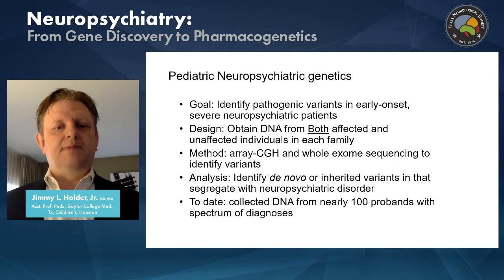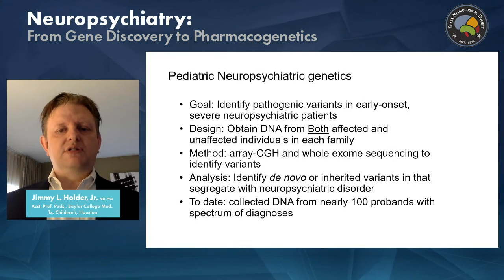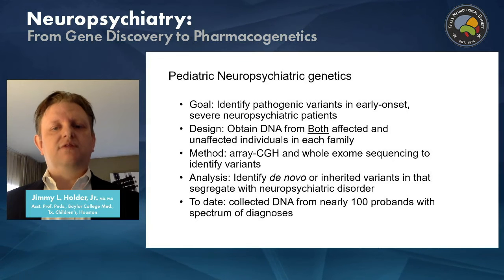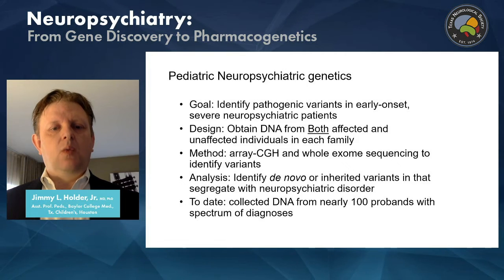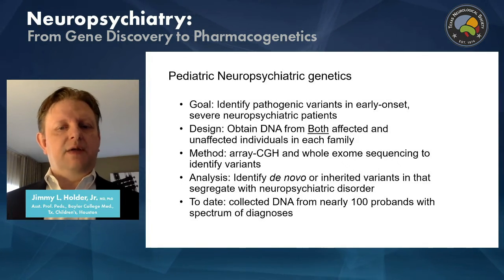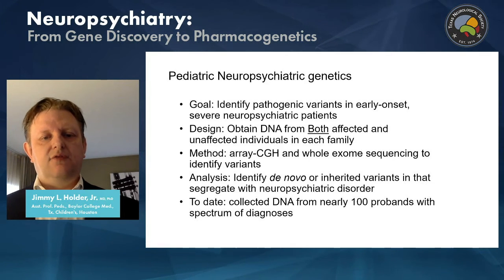neuropsychiatric illness. So to do this, we've been obtaining DNA both from these early onset severe neuropsychiatric patients as well as their family members. Either they're unaffected family members if the proband is the only one in the family with a neuropsychiatric illness, or both those affected and unaffected if there's a strong family history of neuropsychiatric illness. We perform both genomic structural studies through array-CGH, looking for copy number variants, as well as whole exome sequencing, looking for single nucleotide variants.